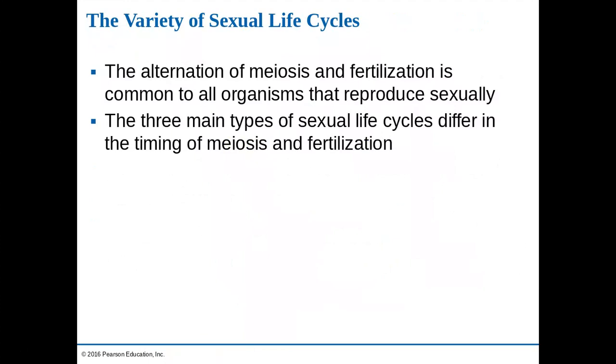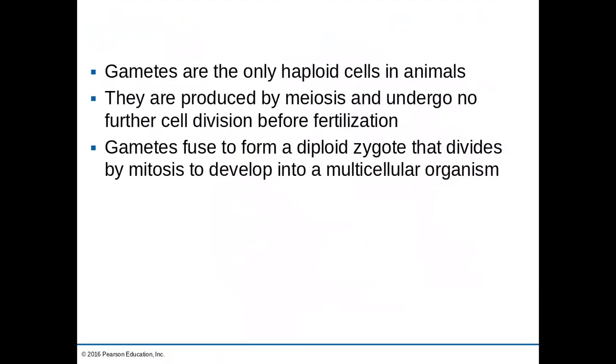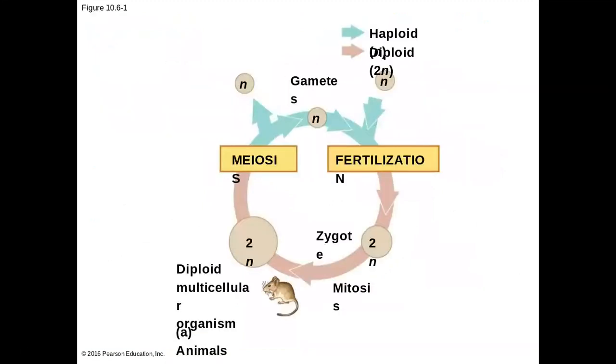This is common to all organisms that reproduce sexually, but there are 3 main types of sexual life cycles that differ in when meiosis and fertilization occur. Gametes are the only haploid cells in animals, and they're produced by meiosis and undergo no further cell division before you get the fertilized egg. And then once the diploid zygote is formed, mitosis occurs in order to develop the multicellular organism.